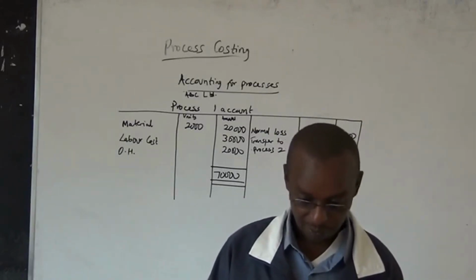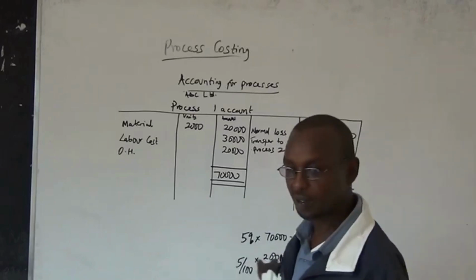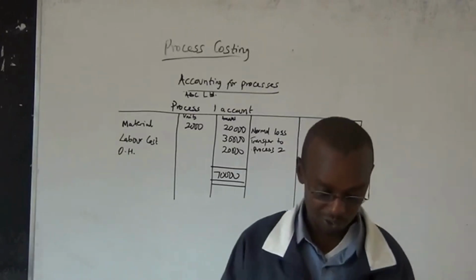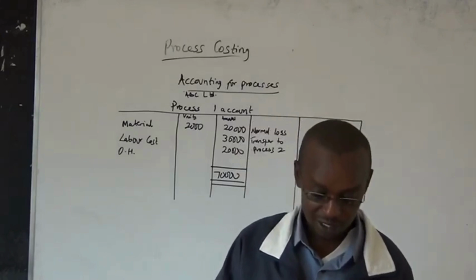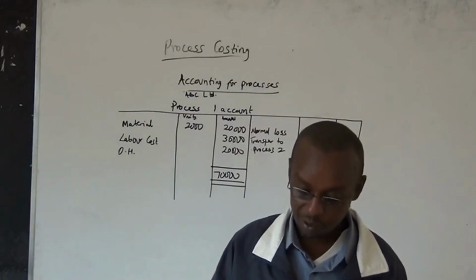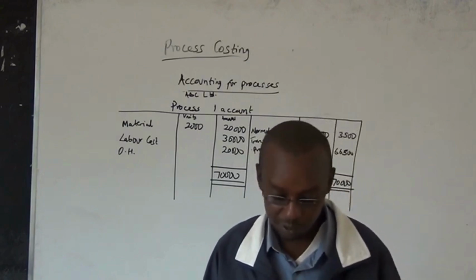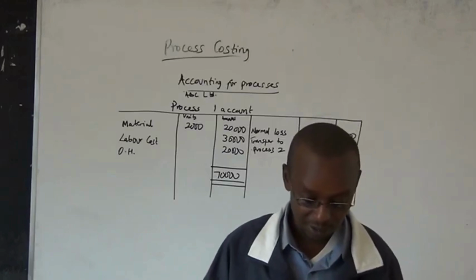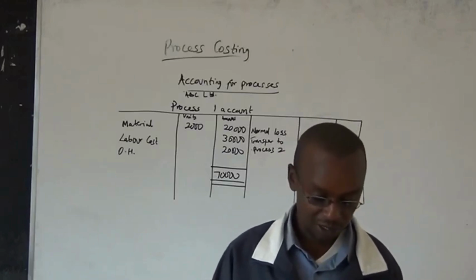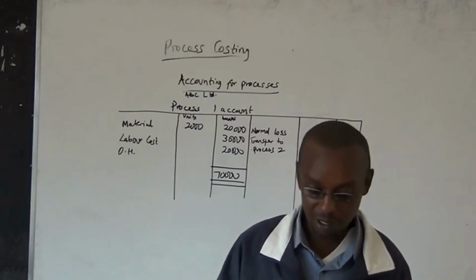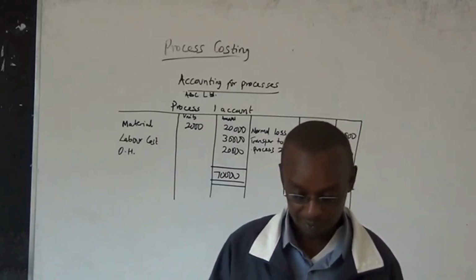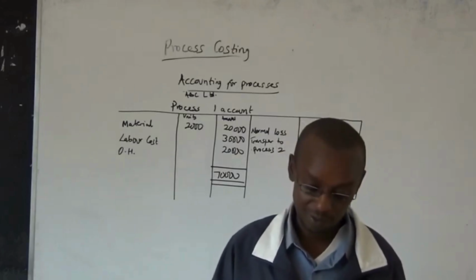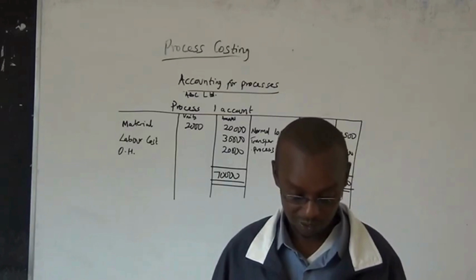Let's continue. Abnormal losses. This is a normal loss. Okay? Abnormal losses. Abnormal losses and gains carry their own costs and will be valued at the cost of good output. They are separately analyzed and the amount transferred to the income statement. So these costs do not add any production benefit to the company. They are treated as accounting losses for the income statement.